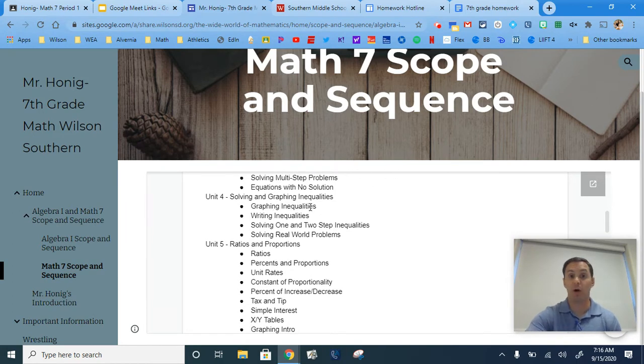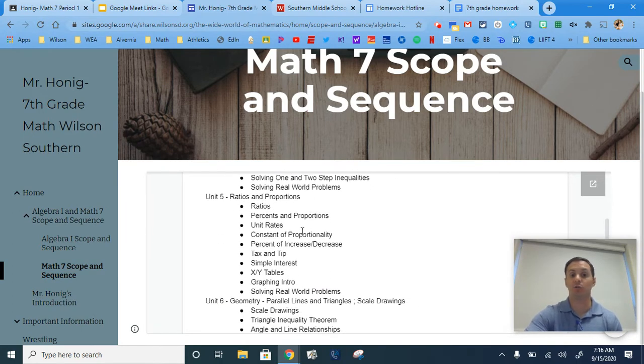We're going to graph inequalities as well. Touch on ratios and proportions. This is where we get into the real-world applications of ratios and proportions, making sure that they can convert between different units and so on and so forth.